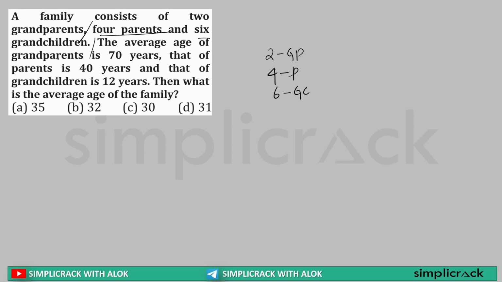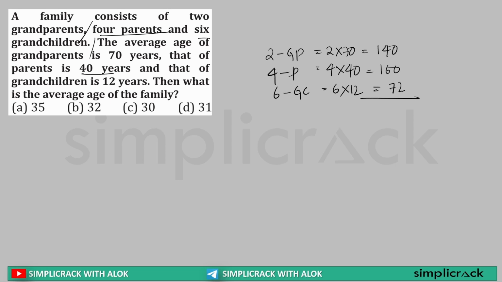The average age of grandparents is 70. So for 2 grandparents, the total age is 2 into 70, that is 140. The parents' age is 40 years. So 4 parents, each 40 years, that is 160. The age of grandchildren is 12 years each. How many grandchildren are there? 6. So the total age is 12 into 6, which is 72.